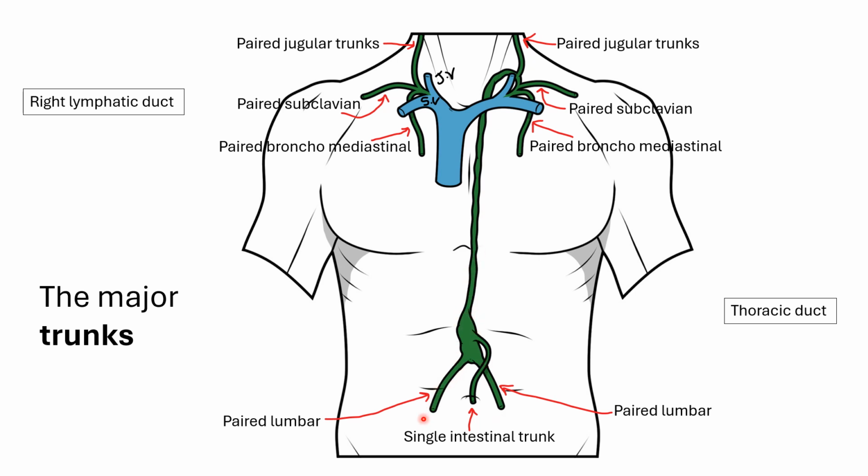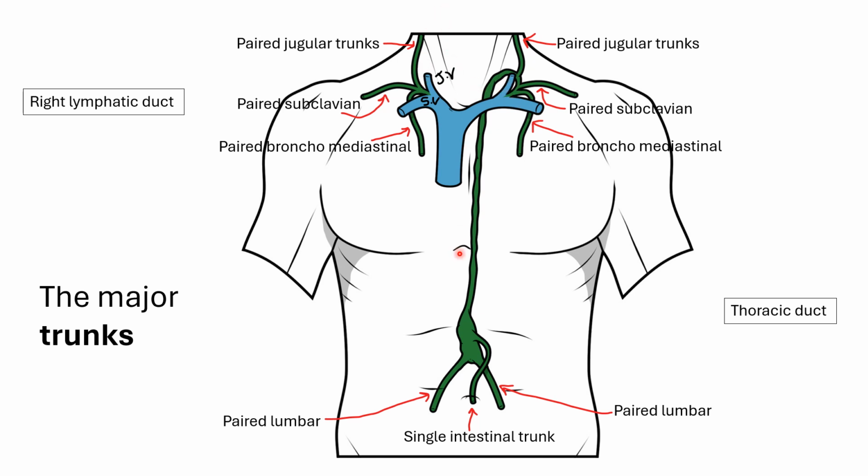So both from the right leg and from the left leg, and from the right side of the abdomen and the left side of the abdomen, the lymph is draining into the thoracic duct. And then this is the single intestinal trunk. So this is all going into the thoracic duct. And then from the upper part of the body, the jugular trunk is coming here, then subclavian and bronchomediastinal, and then this thoracic duct is entering the venous circulation at the junction of the jugular vein and superior vena cava.